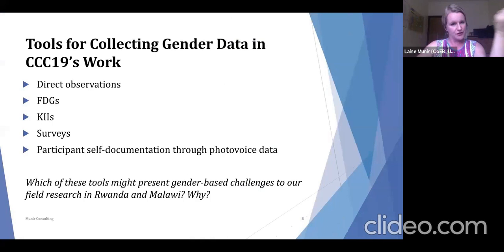So most of us are already familiar with CCC 19's methods, but we are going to be doing direct observations. So we want to think about gender dynamics as we're taking our notes. We're going to be doing FGDs, focus group discussions. We're doing interviews. We're doing surveys, and we're also doing participant self-documentation through photovoice data. So we need to take into account men and women during all of these different methods.